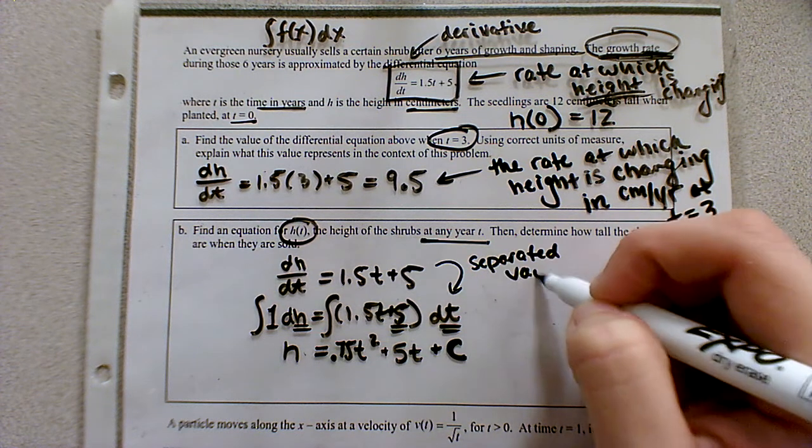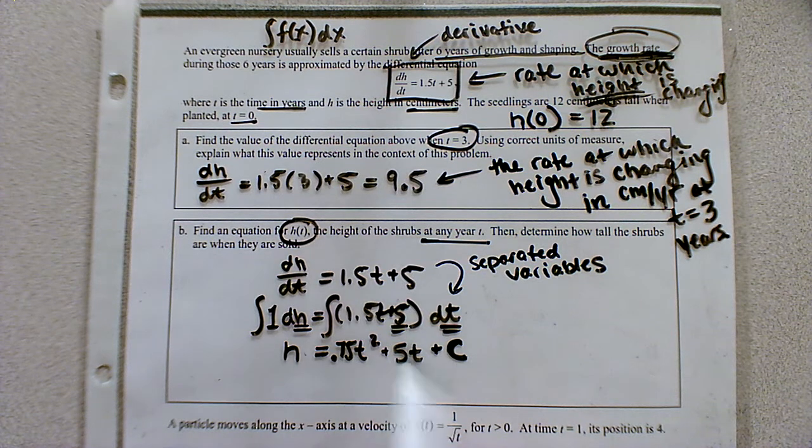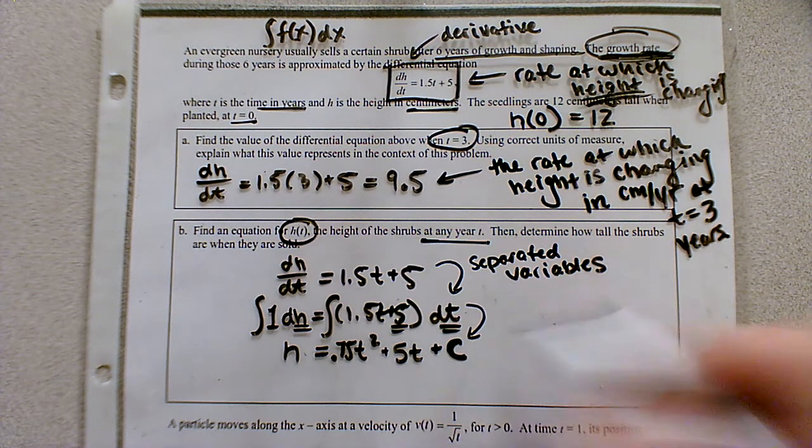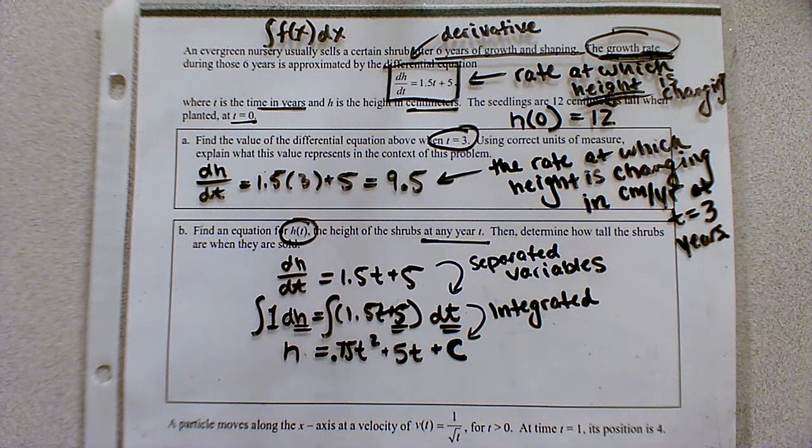we separated the variables. That way we could work backwards on either side. One side with h's, one side with t's. Then we worked backwards, aka integrated.